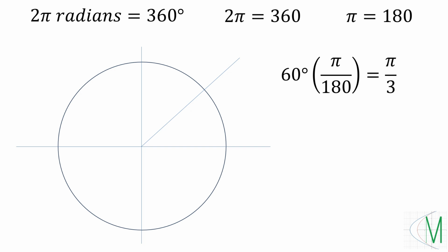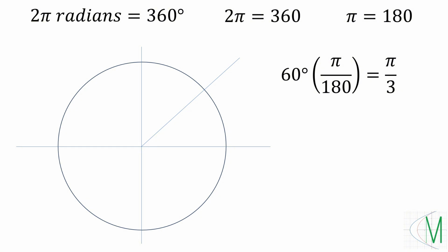And you can check the math on that if you need. 60 divided by 180: 60 cancels out and you get 1, 180 cancels out and you get 3, however you do that in your class. So you can reduce the fractions just by multiplying them. So if you want to go from degrees to radians, multiply by pi over 180.